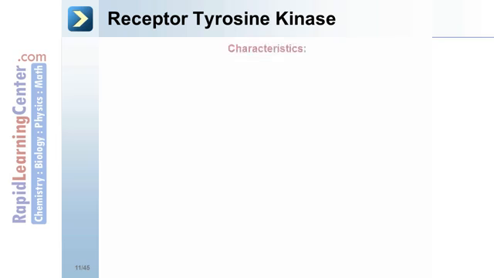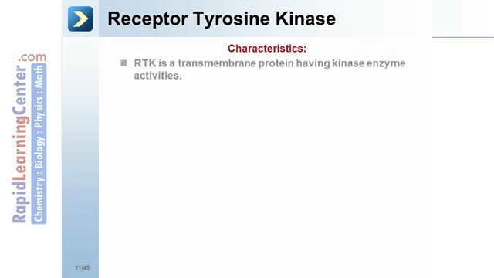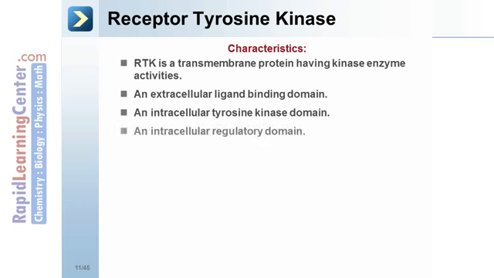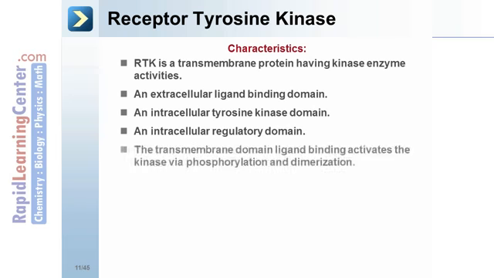Receptor tyrosine kinase. Characteristics. RTK is a transmembrane protein having kinase enzyme activities. It has an extracellular ligand binding domain. It has an intracellular tyrosine kinase domain and an intracellular regulatory domain.